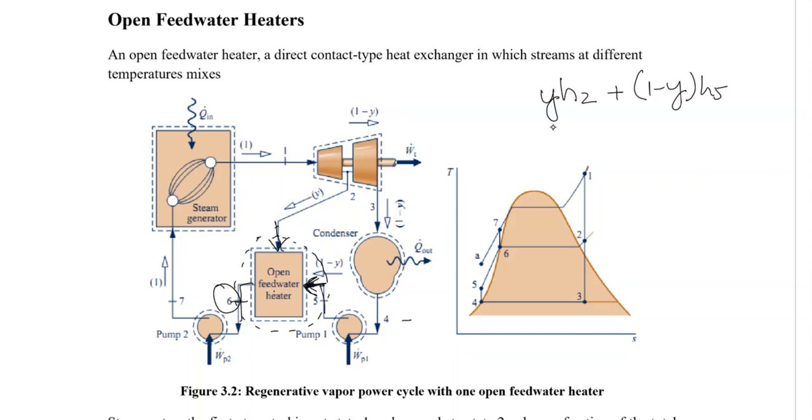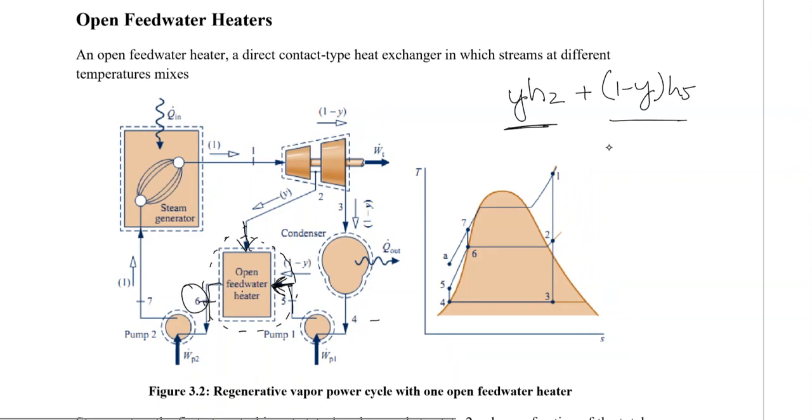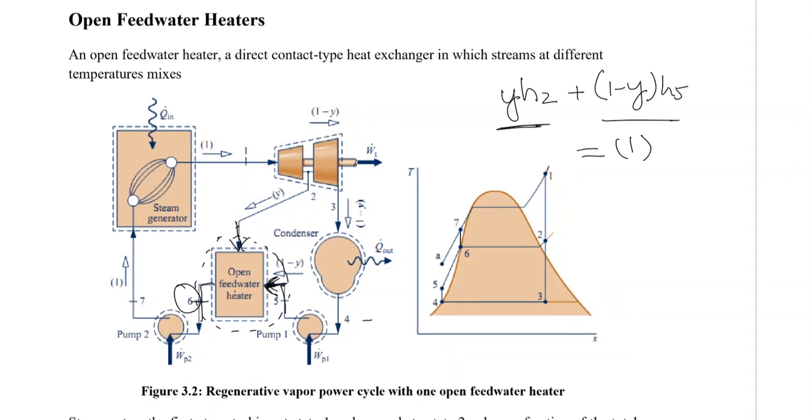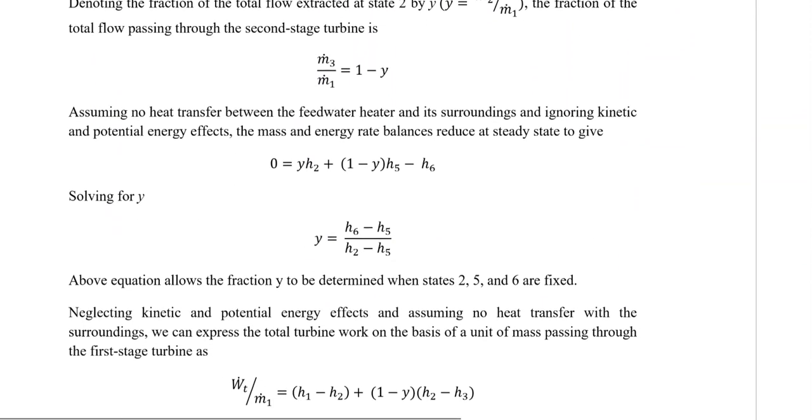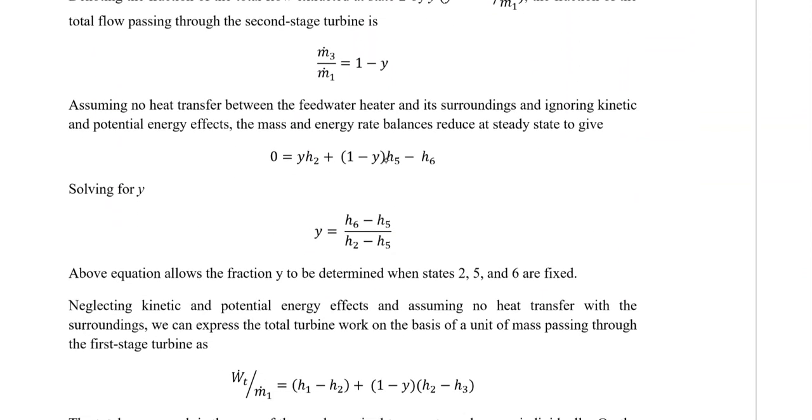So at state number 2, the energy enters as Y H2. At state number 5, energy enters as 1 minus Y H5. That should be equal to 1, which was the total, times H6. So that is the energy balance of the system. Now solving for Y, 0 is equal to Y H2 plus 1 minus Y H5 minus H6. So solving for Y, Y is equal to H6 minus H5 divided by H2 minus H5.